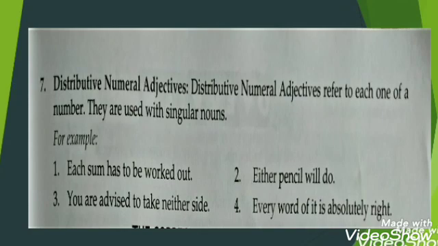Let's see the third example. You are advised to take neither side. Here the word neither is your distributive numeral adjective. Children, neither is used to state not one or the other between a choice of two. It means you have two choices and between those two choices you are not going to select any of them. In that case, you can use the word neither.